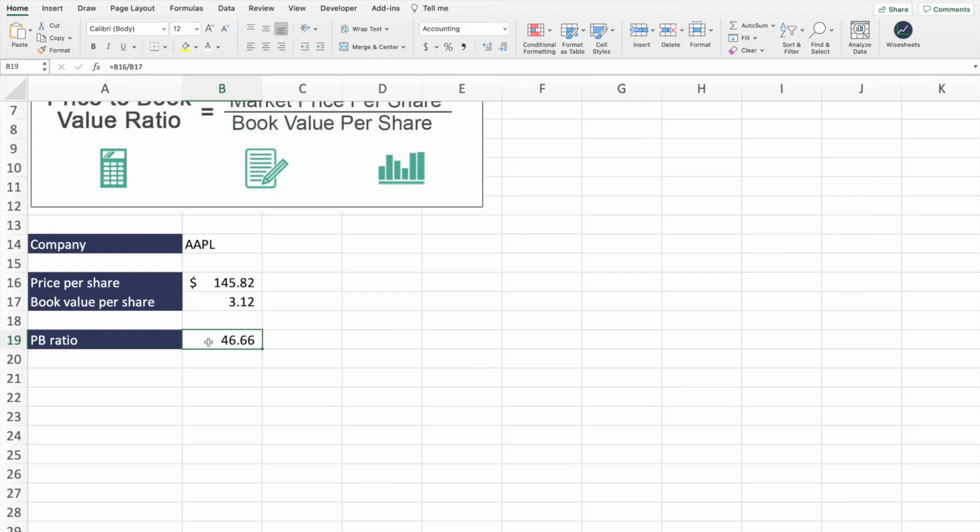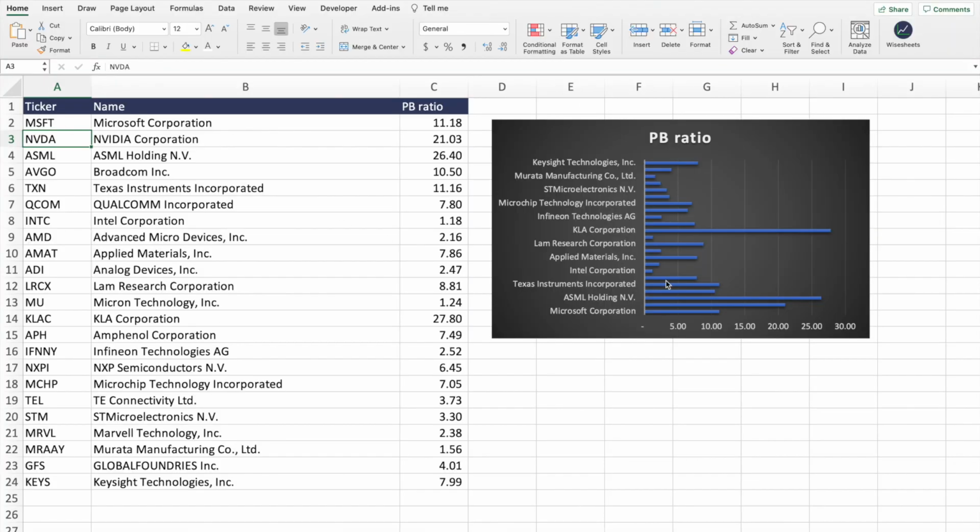The price to book ratio, or PB ratio, is a popular metric used by investors in order to assess a company's financial health and potential for growth. In this video, I'm going to share with you what the PB ratio formula is, how it is calculated, and most importantly, how you can use this number to make informed investment decisions.